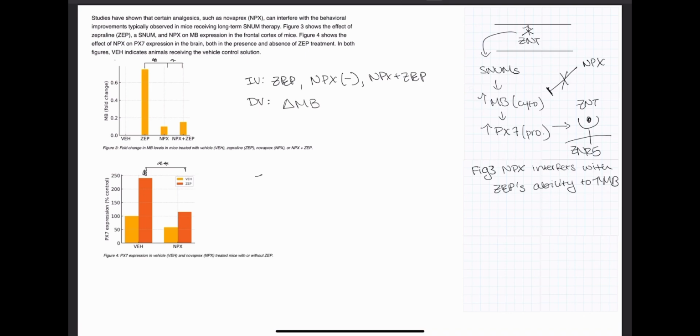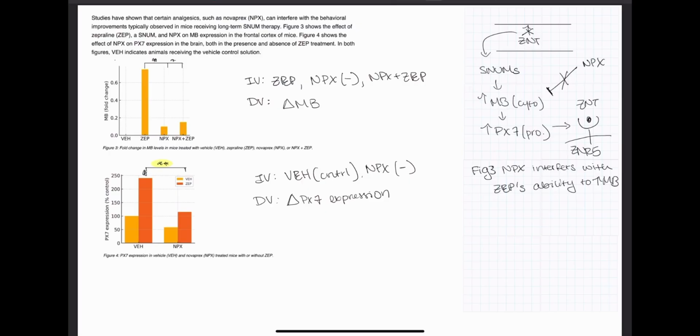Okay, so our independent variables here are vehicle, which is no treatment, so it can be our control, and then NPX, which is our inhibitory. Our dependent variable is changes in PX7 expression. When you're looking at figures, we really just want to look at where there is significance and where's the significant difference.